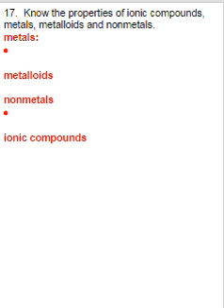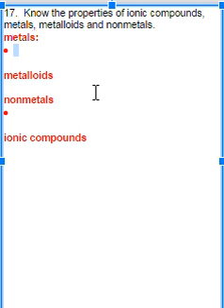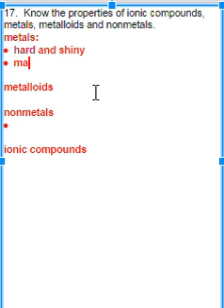Objective 17, know the properties of ionic compounds, metals, metalloids, and nonmetals. So starting with metals, metals are hard and shiny. They're malleable and ductile, so when you hit them with a hammer, you can reshape them. They don't shatter like some of the other substances do.